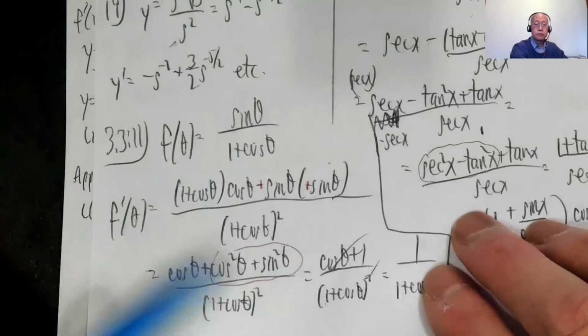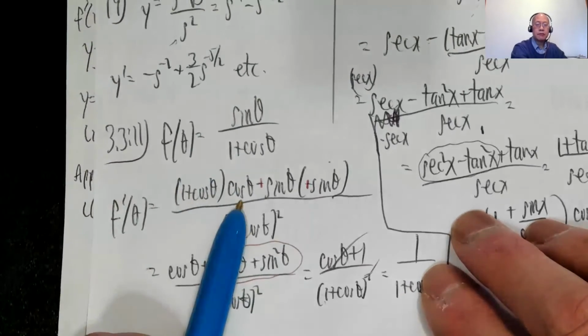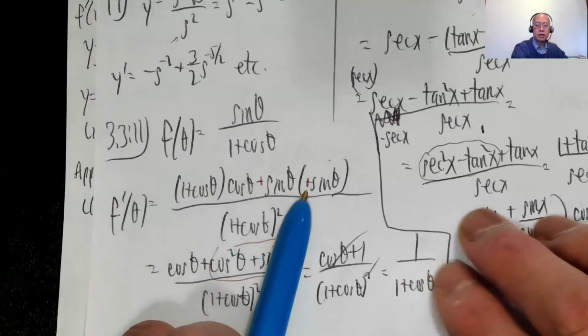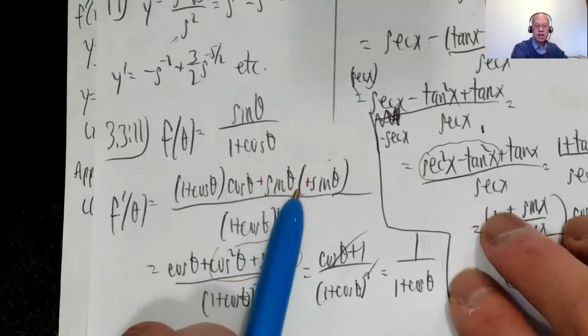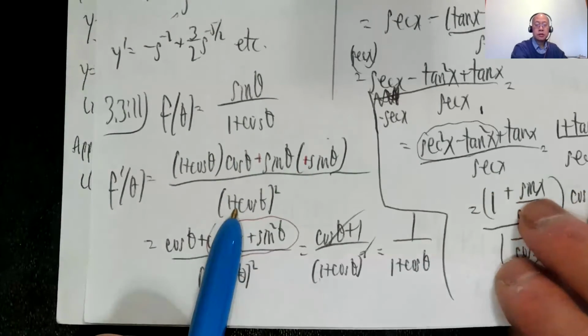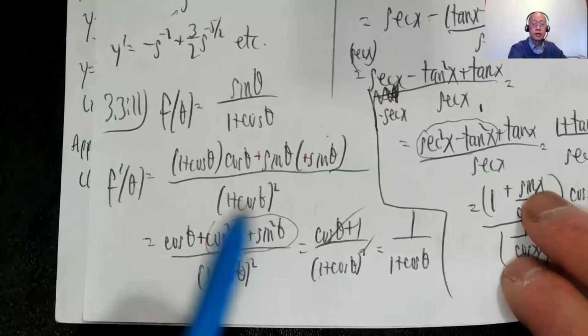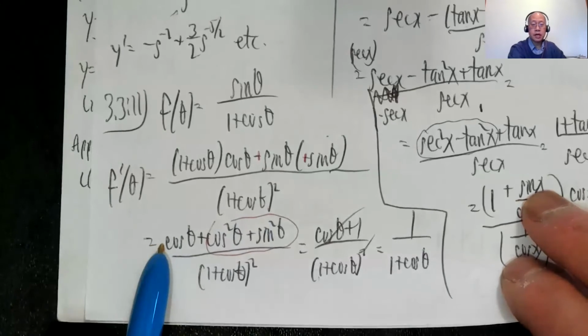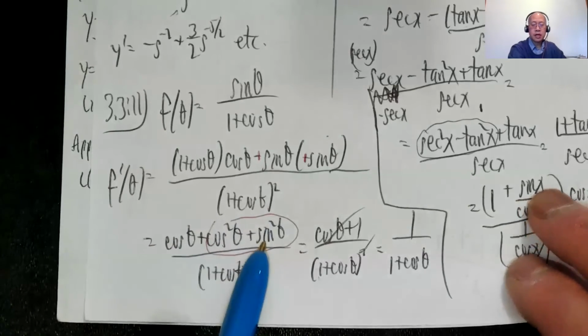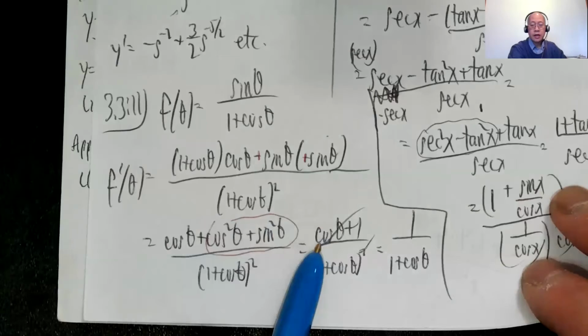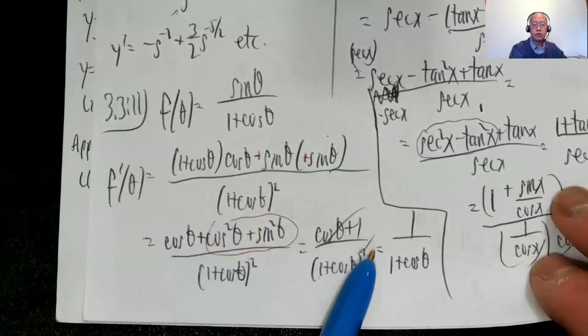Okay, quotient rule. So bottom times derivative of the top plus the top times the derivative of the bottom. There's a double negative, so I can change to a positive. All over 1 plus cosine theta quantity squared. Clean it up, distribute the top: cosine theta plus cosine squared theta plus sine squared theta. This is all 1, and it'll cancel one of these, so the final answer is 1 over 1 plus cosine theta.